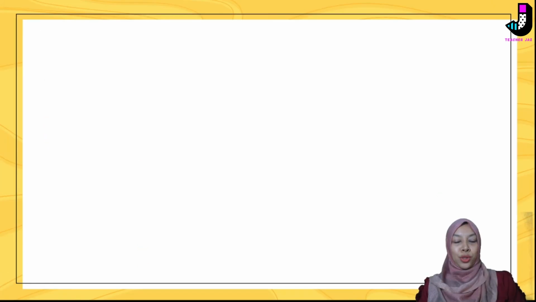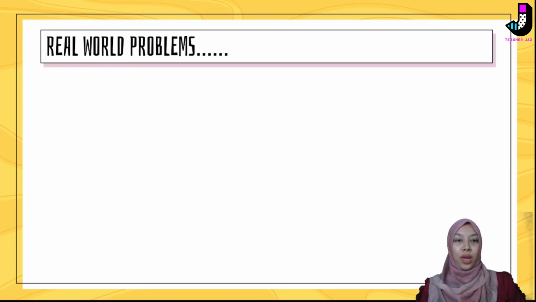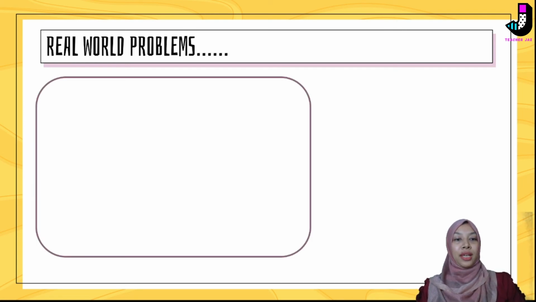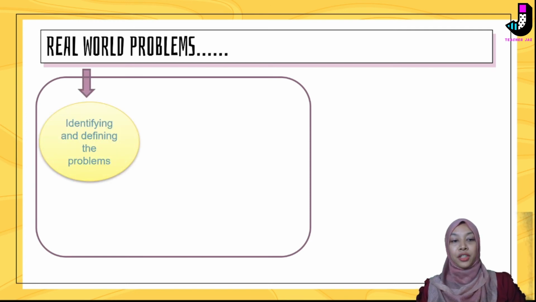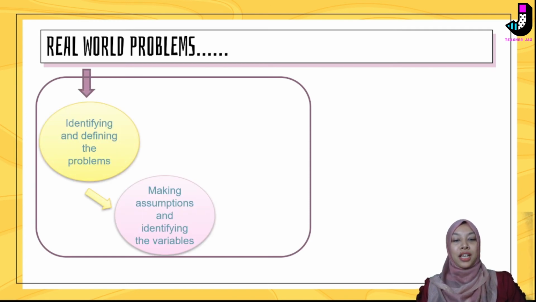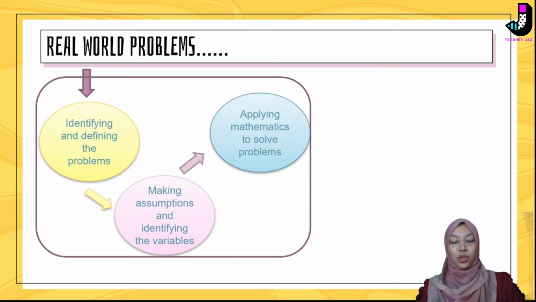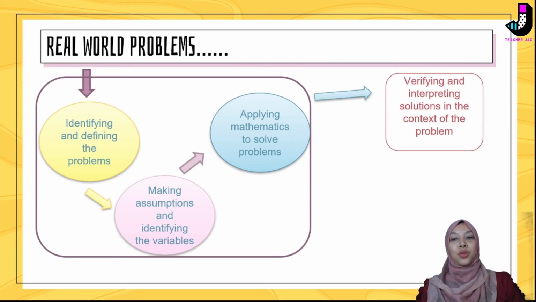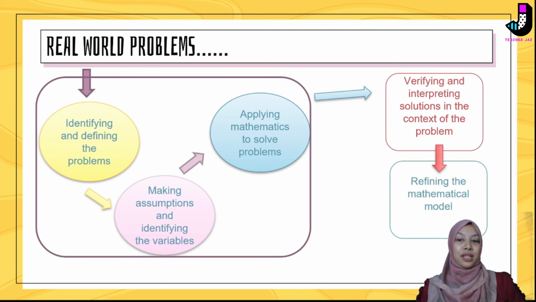So what is the process of mathematical modeling? It starts from the real world problems. There are 6 components that need to be looked at. The first one is identifying and defining the problem. Second, you have to make assumptions and identify the variables. Third, you have to apply mathematics to solve the problem. Fourth, you need to verify and interpret solutions in the context of the problem. Fifth, you have to refine the mathematical model.